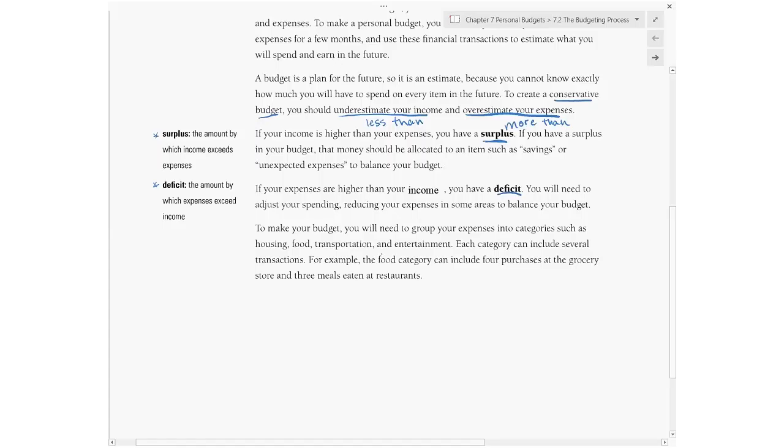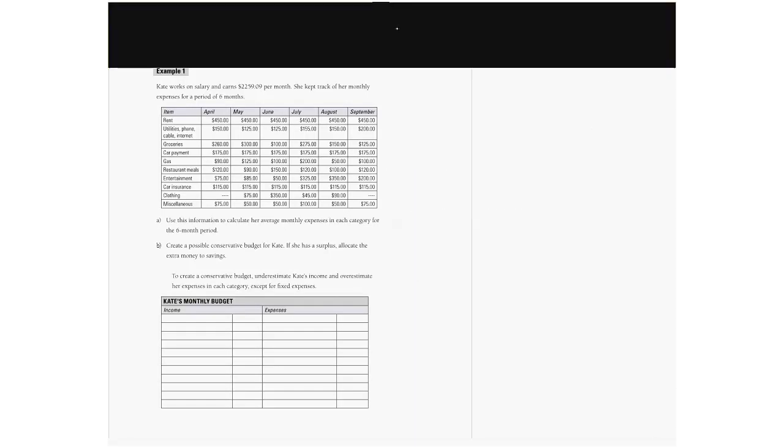Okay, so to make your budget, you're going to need to group your expenses into categories like housing, food, transportation, entertainment, etc. And each category can include several transactions. So for food, you might buy groceries at the grocery store a few times, maybe 4 times, and you eat 3 meals at restaurants. That's all food.